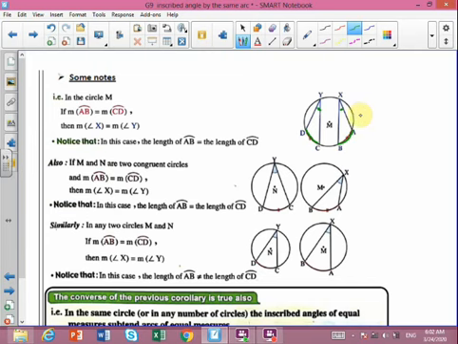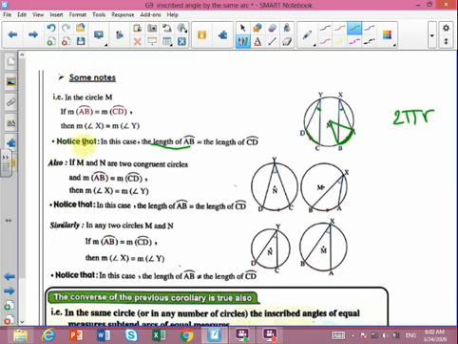In this case, if you remember, what is the length? We said that the measure of the arc equals the measure of the central angle. But the length of the arc equals the measure of the arc AB divided by 360 times 2πr, the circumference of the circle. So in this case, because it is the same circle, the circumference is equal, so the length of arc AB equals the length of arc CD.